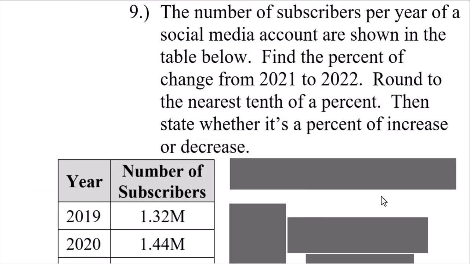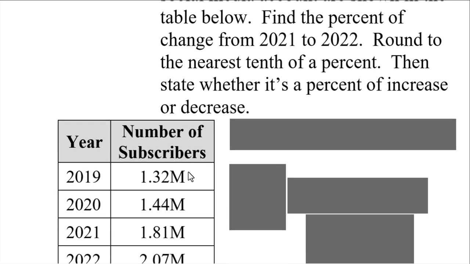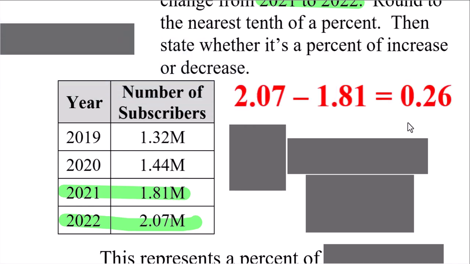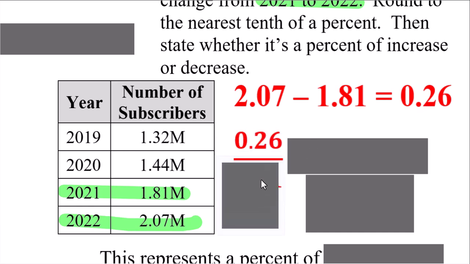And finally, number 9. We got subscribers of a social media account. By the way, if you didn't know what the capital M was, that's million. I bet a lot of you already knew that because you probably follow social media people on YouTube or Instagram or whatever. Where do we want to find the percent of change from this time? This time it says from 2021 to 2022. So we are looking here. So I don't even need the first two numbers that they gave me. I just need these. We're going to subtract. And you can keep it in decimal form. It's fine. It won't matter. That's going to be 0.26. That's your amount of change.